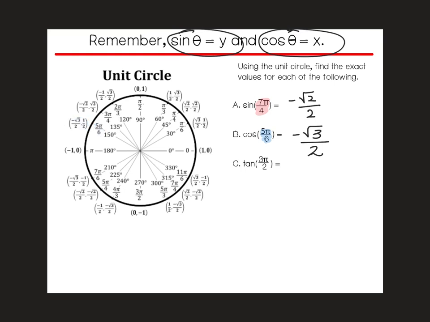Then tangent we figured out is y over x. This one's going to be slightly different, but it's really kind of the same process. So 3 pi over 2, you want to go find that on the unit circle. Right here, 3 pi over 2. It goes with this ordered pair. This time we know tangent is y over x. The y value is -1. The x value is 0. Anytime you try to divide something by 0, it doesn't work. So this is undefined.